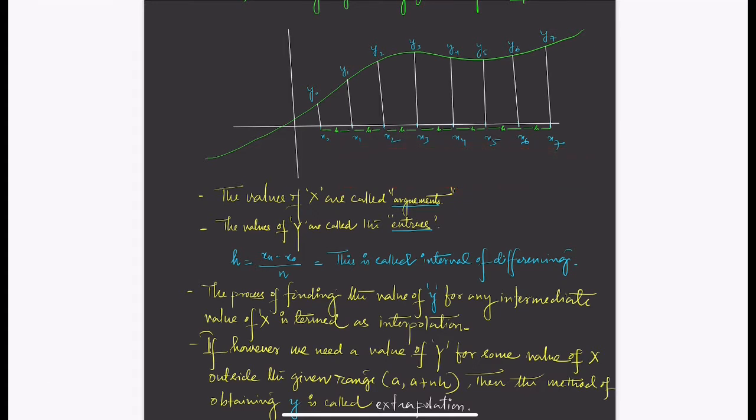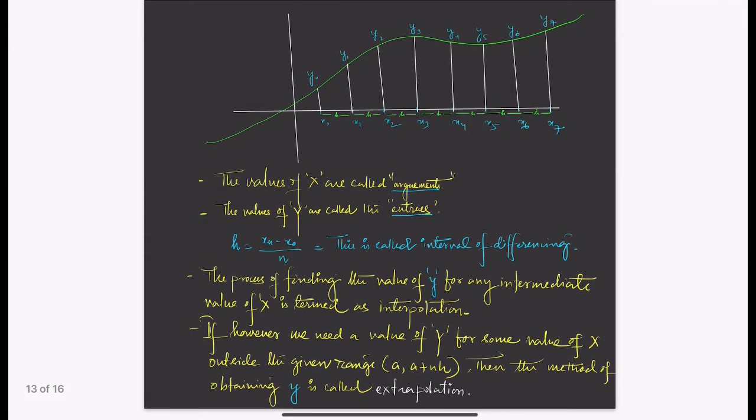And the process of finding the value of y for any intermediate value of x is termed as interpolation. Okay, what is interpolation? The process of finding y for any intermediate value of x is termed as the interpolation method.